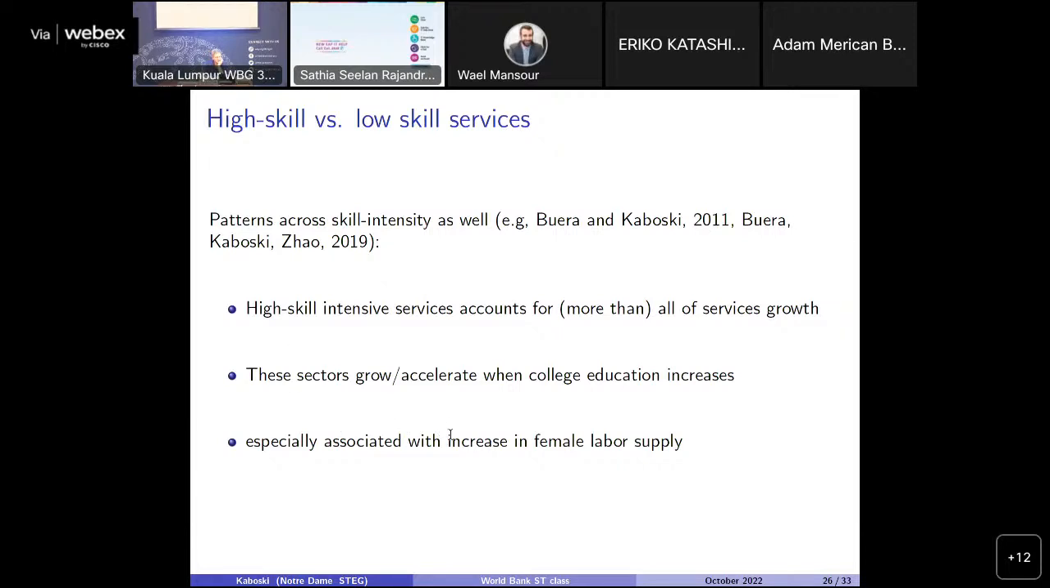These skill intensive services grow and accelerate at a time when college education becomes increasingly prevalent in economies, and we show this across many economies. High skill intensive services are associated with an increase in female labor supply. The idea is that when the demand for high skilled services goes up, the returns go up and high skilled females enter the market more often.